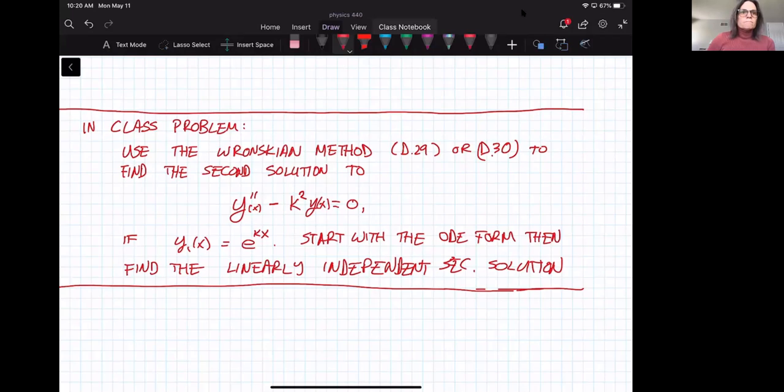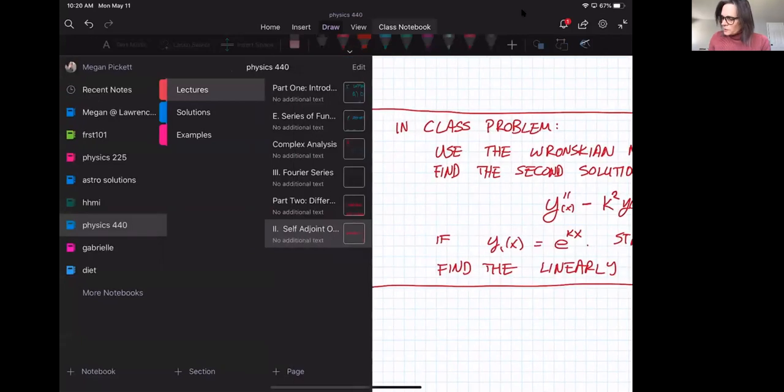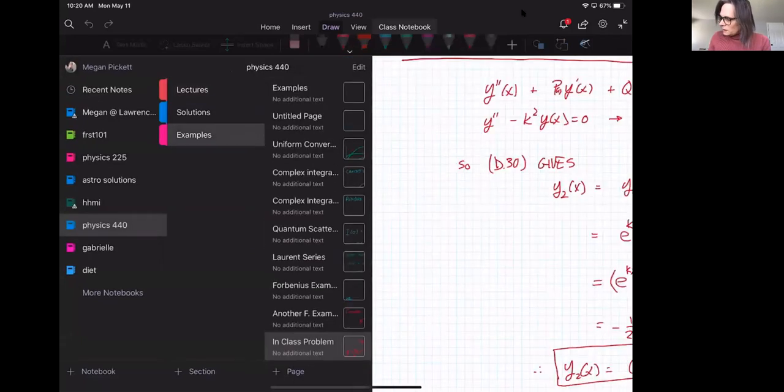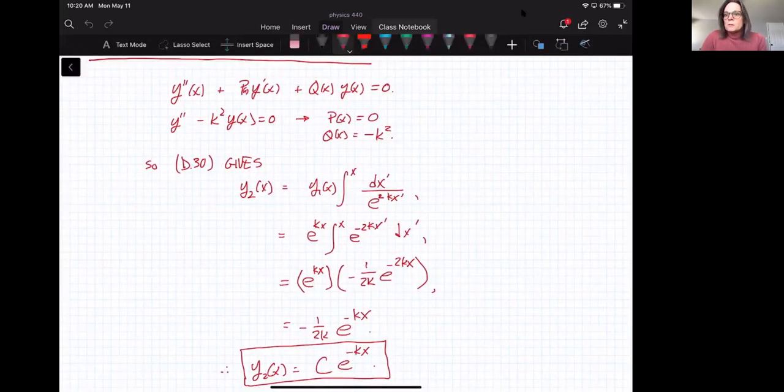Okay. See, I think I unmuted myself. Was that better time wise? Okay. Now, this is a solution to something that we've done before. So rather than asking, we'll just go to what the solution should look like. Obviously this is an exponential solution, and so the other linearly independent solution would be the negative exponent.